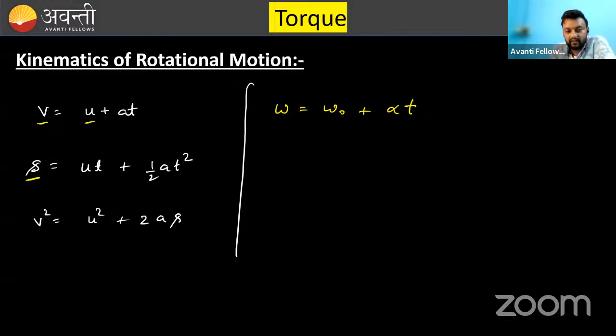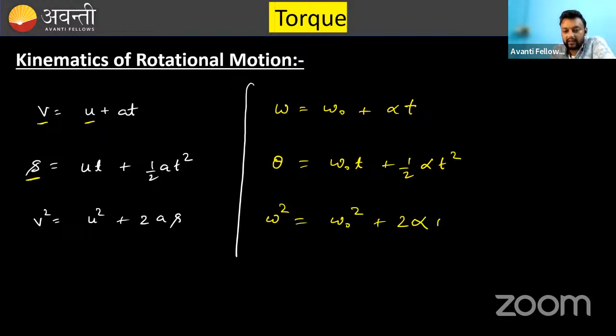S is the displacement. In rotational motion, displacement is denoted by theta. Angular displacement theta equals omega naught t plus half alpha t square. Third is v square equals u square plus 2as. So omega square equals omega naught square plus 2 alpha theta, where final velocity, initial velocity, acceleration alpha, and angle theta. That's how you can write the equations of motion, or the kinematics of rotational motion.